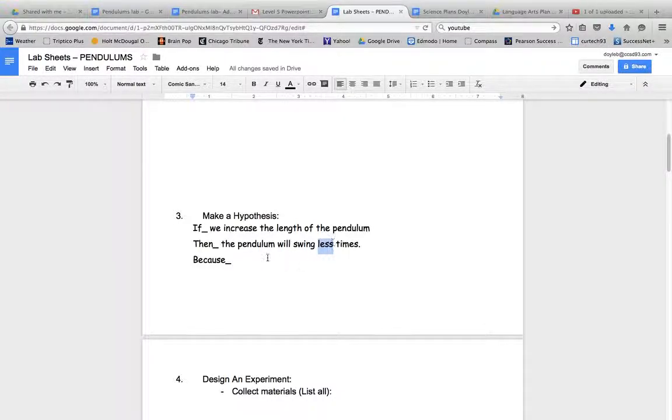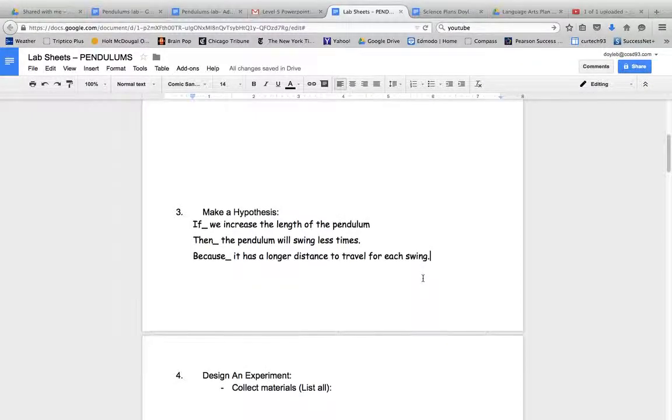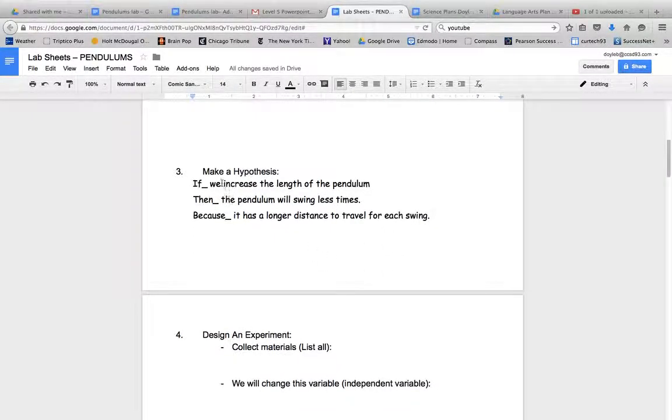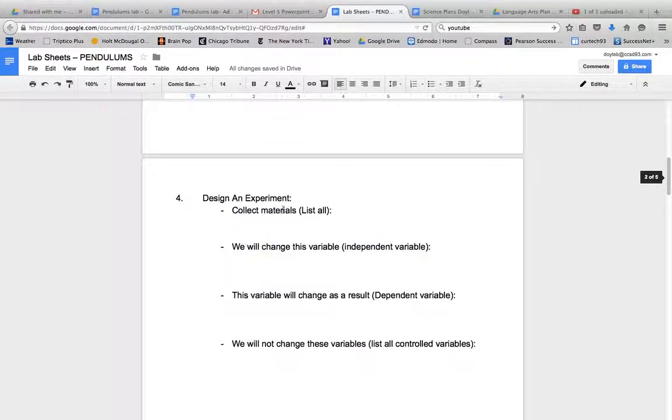I'm just predicting that. But now, the because part, we have to make our inference, make our explanation. So I'm going to say it will swing less times because it has a longer distance to travel for each swing. Longer pendulum means it travels a longer distance. That's what I think. And again, we've got our independent variable, our dependent variable, and then a prediction, and then an explanation, an inference.